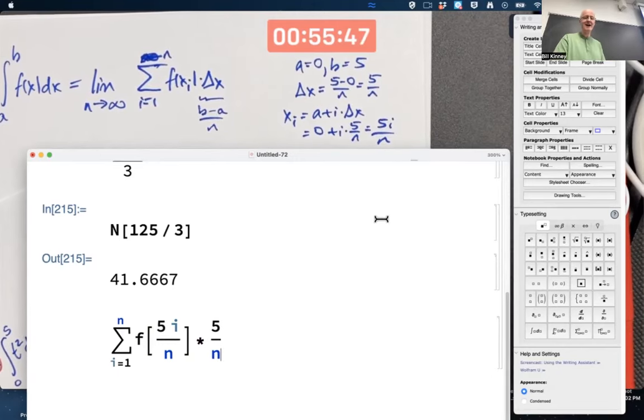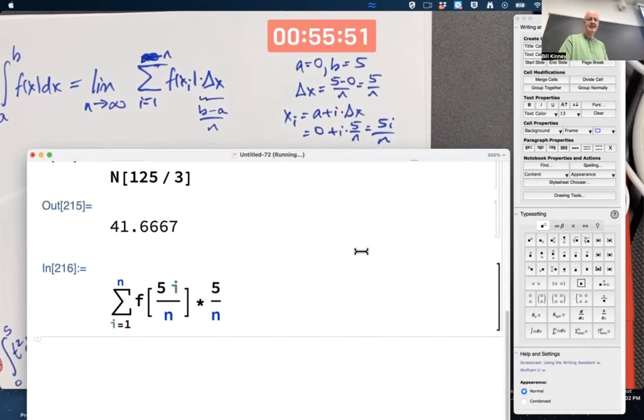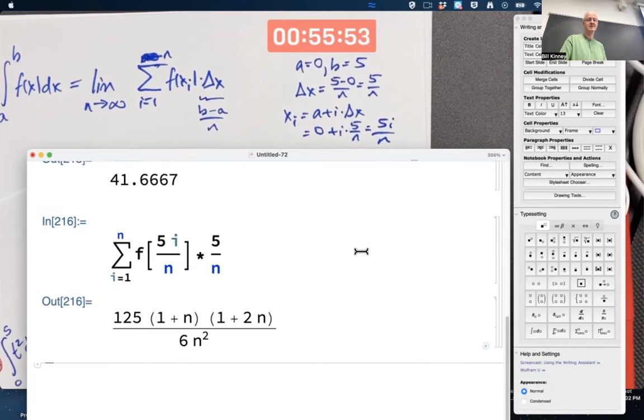Can Mathematica evaluate the summation even though it doesn't know what n is? Let's see. Yeah. How about that? It's for the function t squared. If I used a different function, I'd get a different answer. Isn't that weird? It worked. Is that difficult to prove?